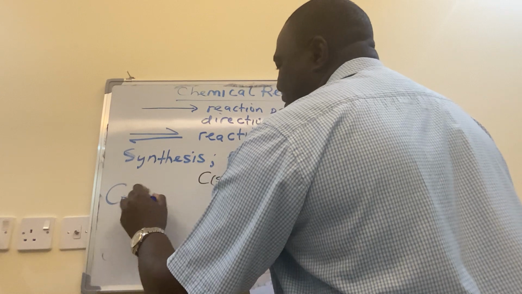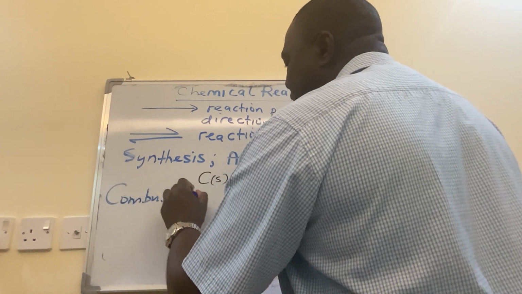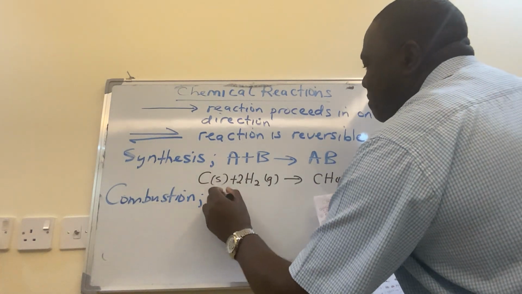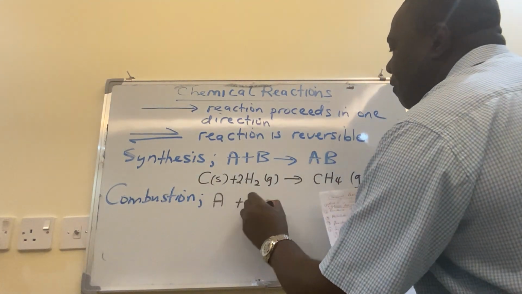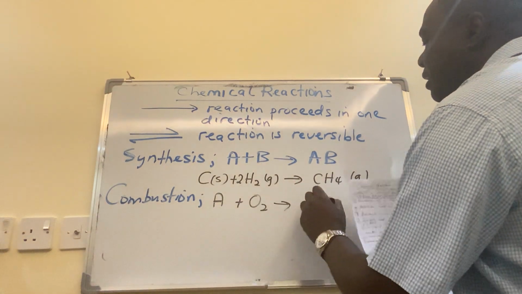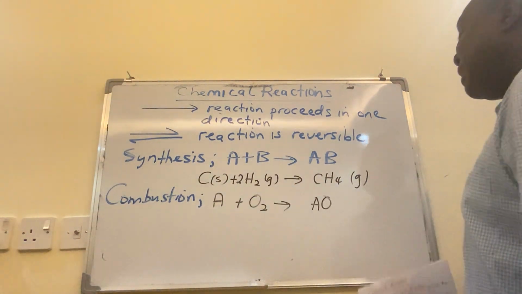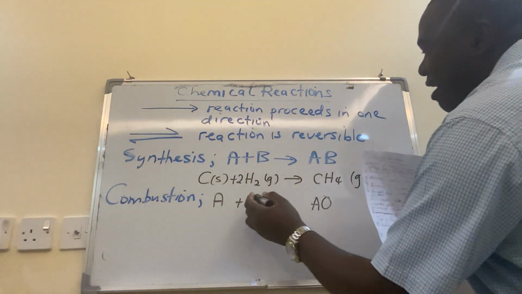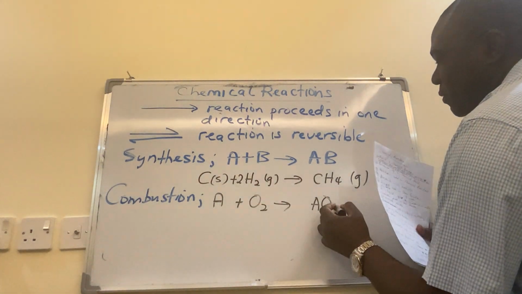Combustion. If you want to simplify the word combustion, you can simply say burning. So when we are burning substances, we use the gas oxygen from the air, such as burning metals. So we can say my metal A is going to be combined with oxygen, and then I form the metallic oxide.